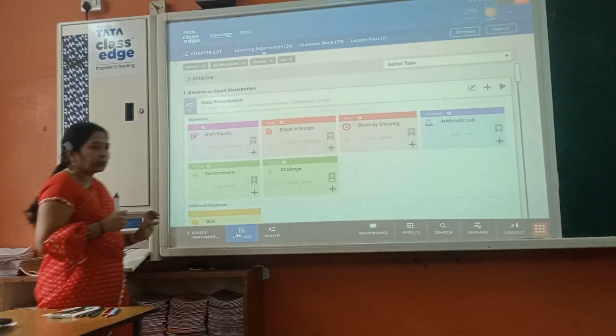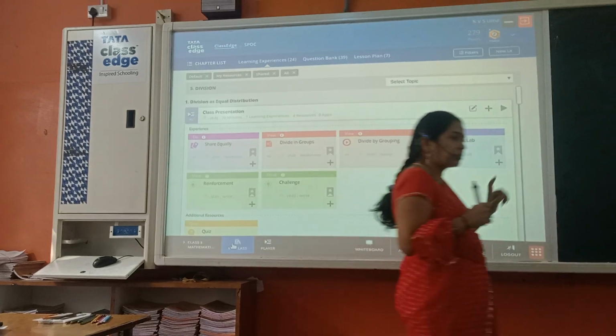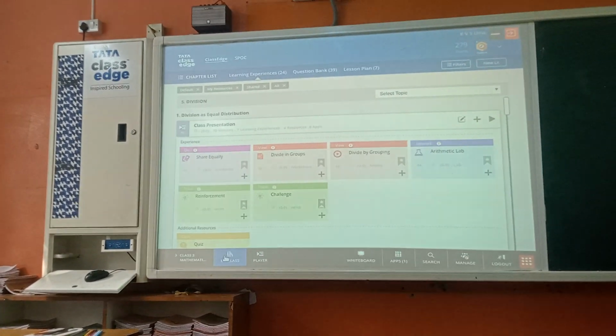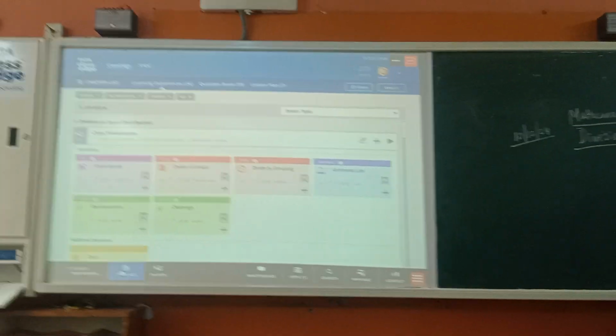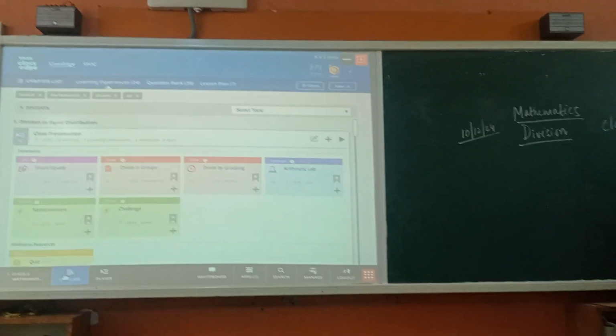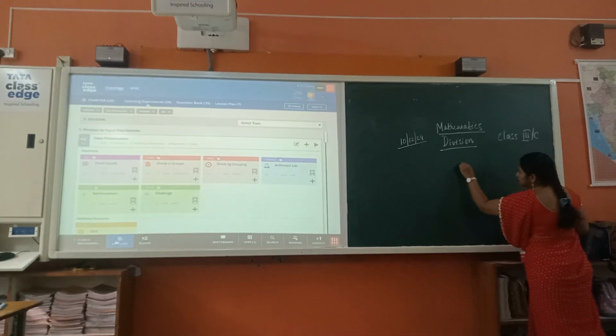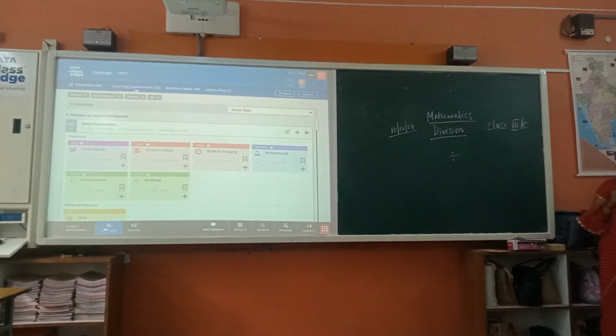Now, just a minute, children. Now we have learned equal distribution. Now, the second picture where 3 chocolates are given in the 4 boxes, that is another way of doing this division. And do you know the division symbol is this? You already learned it. Okay?